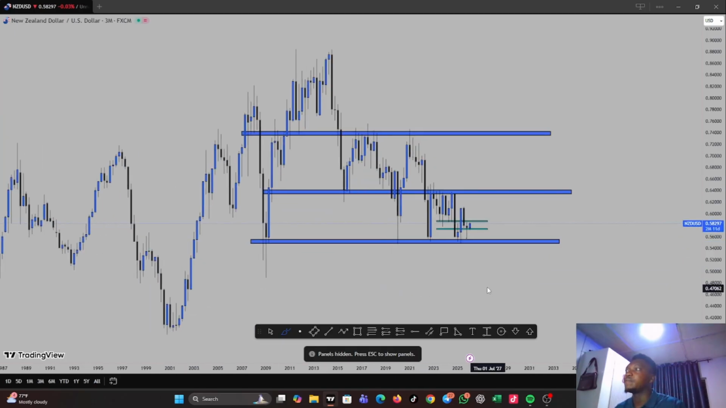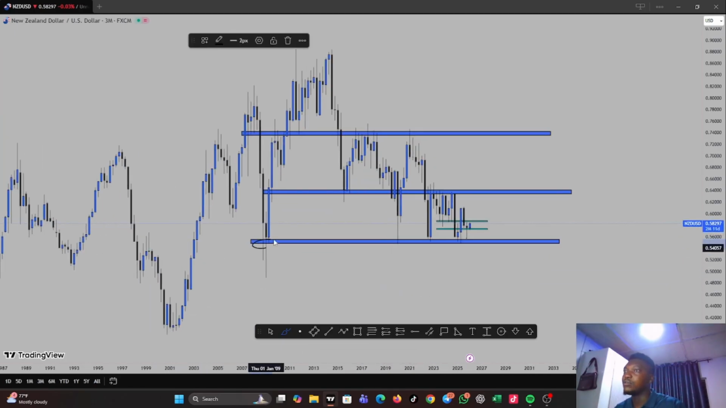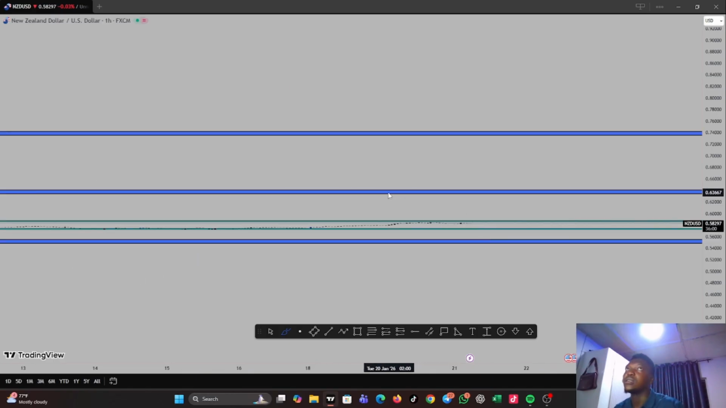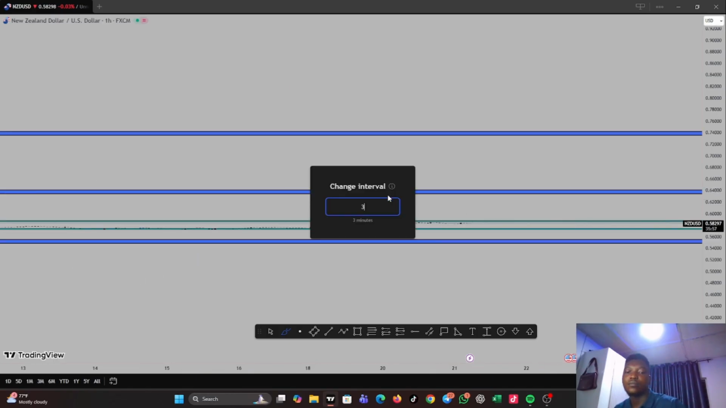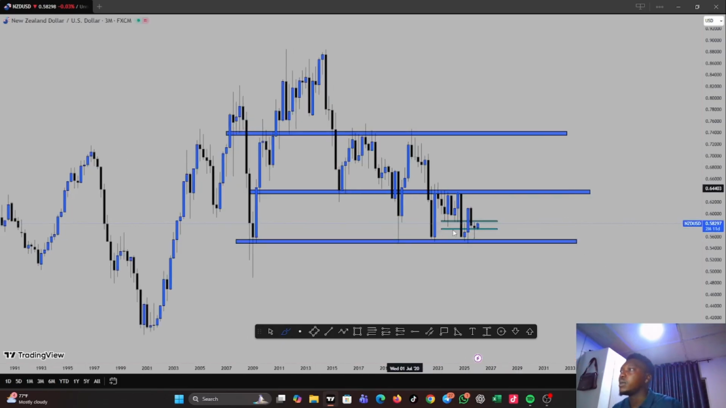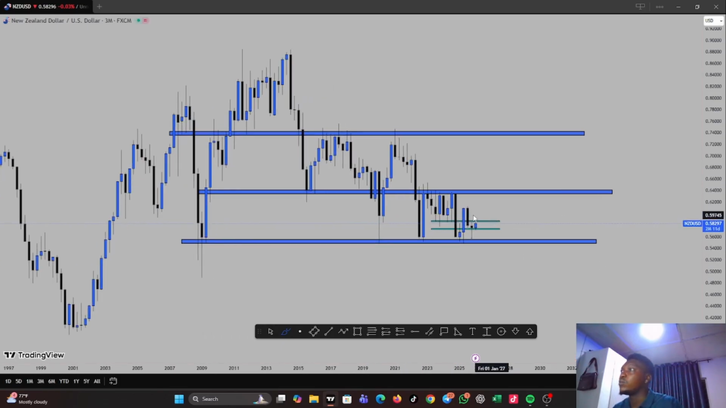NZD USD price is rejecting from these supports for a very long time. Price has not been having that much control from the sellers. We're supposed to have put a lower low, but the buyers are very strong at this bottom, so they are still holding price. And this is still telling us that the market is looking like it wants to push back.